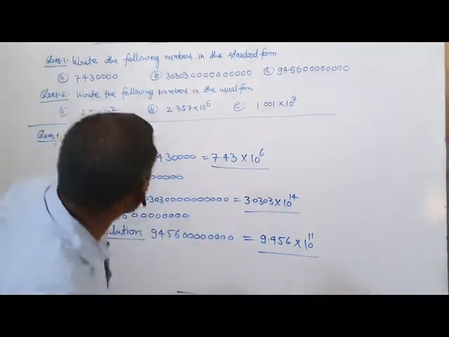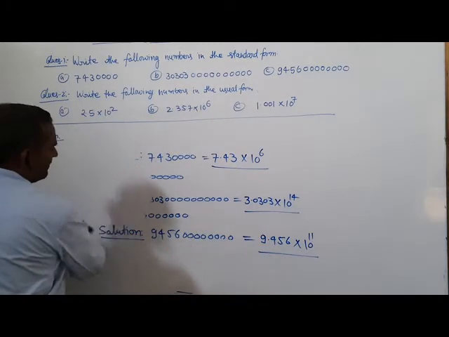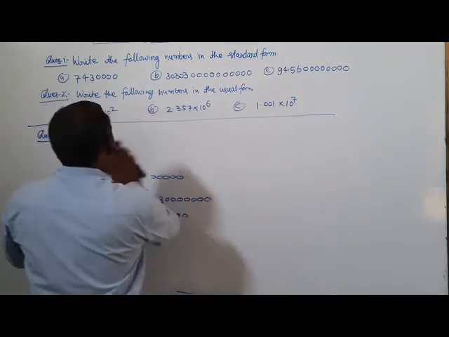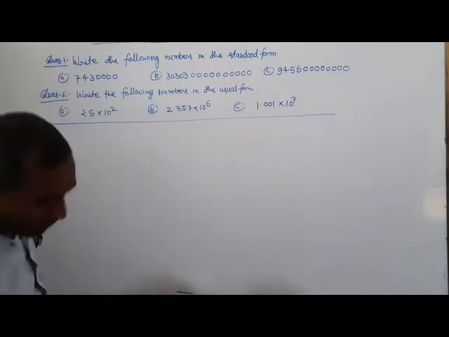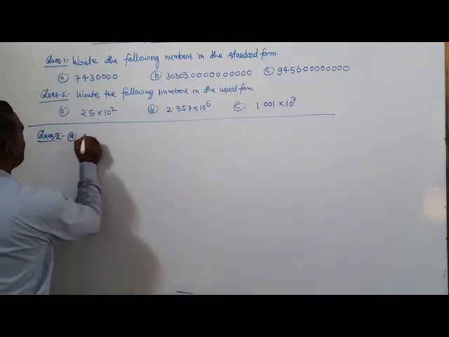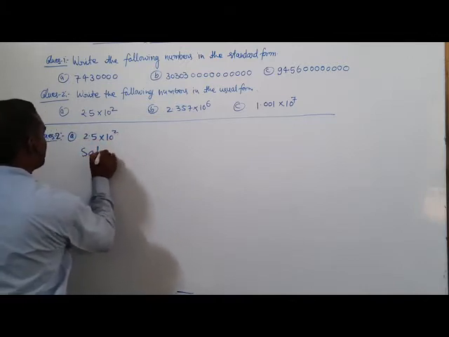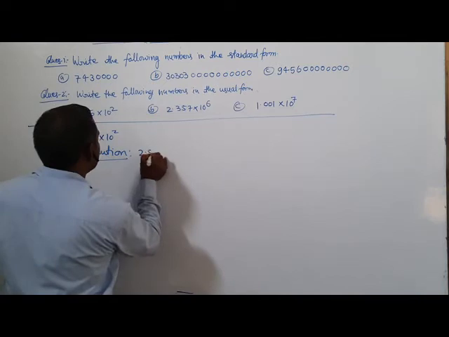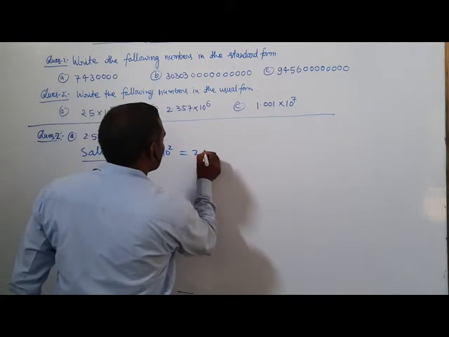So let's start to solve question number 2. In the second question, numbers are given in scientific notation or standard form. You have to change them into usual form or general form. Question 2, option A: 2.5 into 10 raised to the power 2. Solution: 2.5 into 10 to the power 2 is equal to what?